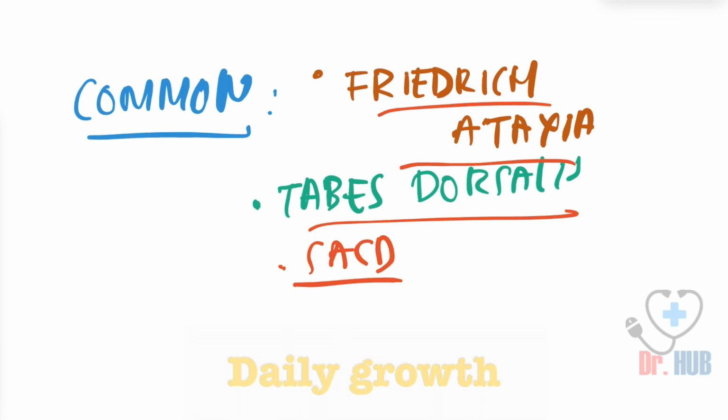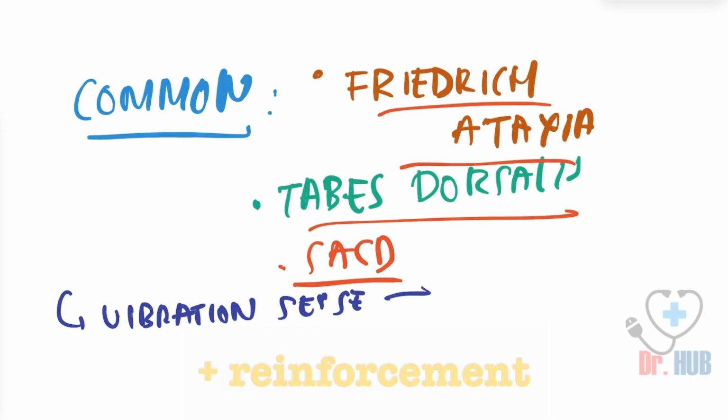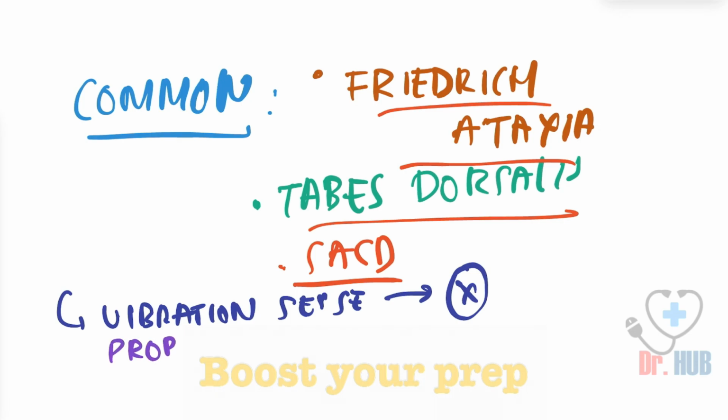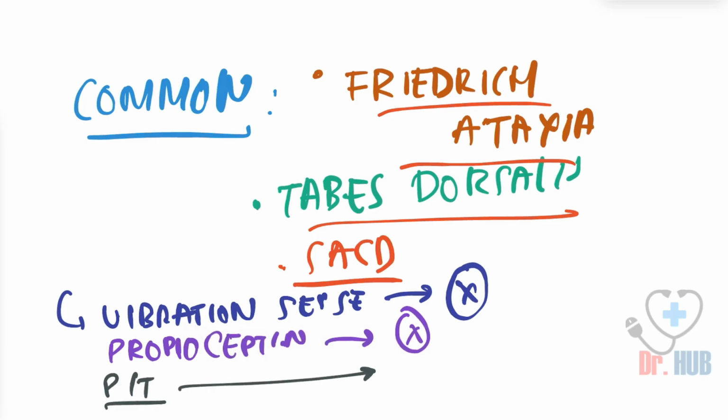Under this, the common points include the vibration sense. When you look at the vibration sense, it is absent. The symbol means absent. Then what about the proprioception? Here it is again absent. Then what about the P and T, that is nothing but the pain and temperature? This is present in all.